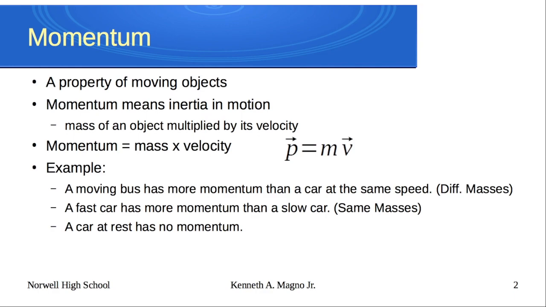Some examples of different momentum. So you could have a moving bus going down the highway and a car going down the highway at the same speed, but the bus will have more momentum because it has more mass than the car. Another example could be if you have two cars, one going down the highway doing 60 miles an hour, the other going 30 miles an hour. Well, the car going 60 will have more momentum than the car only going 30. A car that would be stopped at rest would have no momentum because it has no velocity.